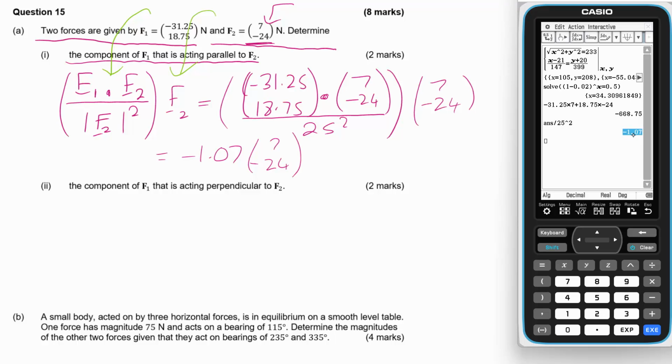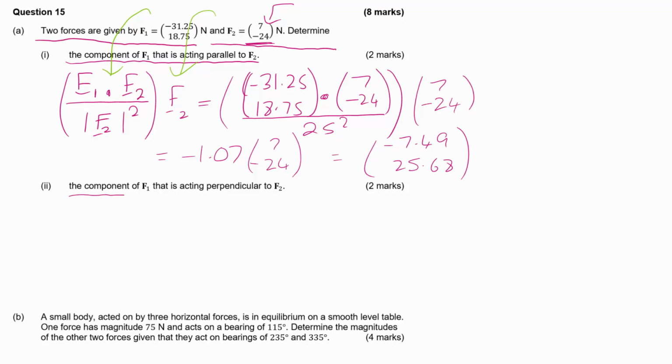So negative 1.07 multiplied by 7 gives me negative 7.49. And then negative 1.07 multiplied by negative 24 is 25.68.